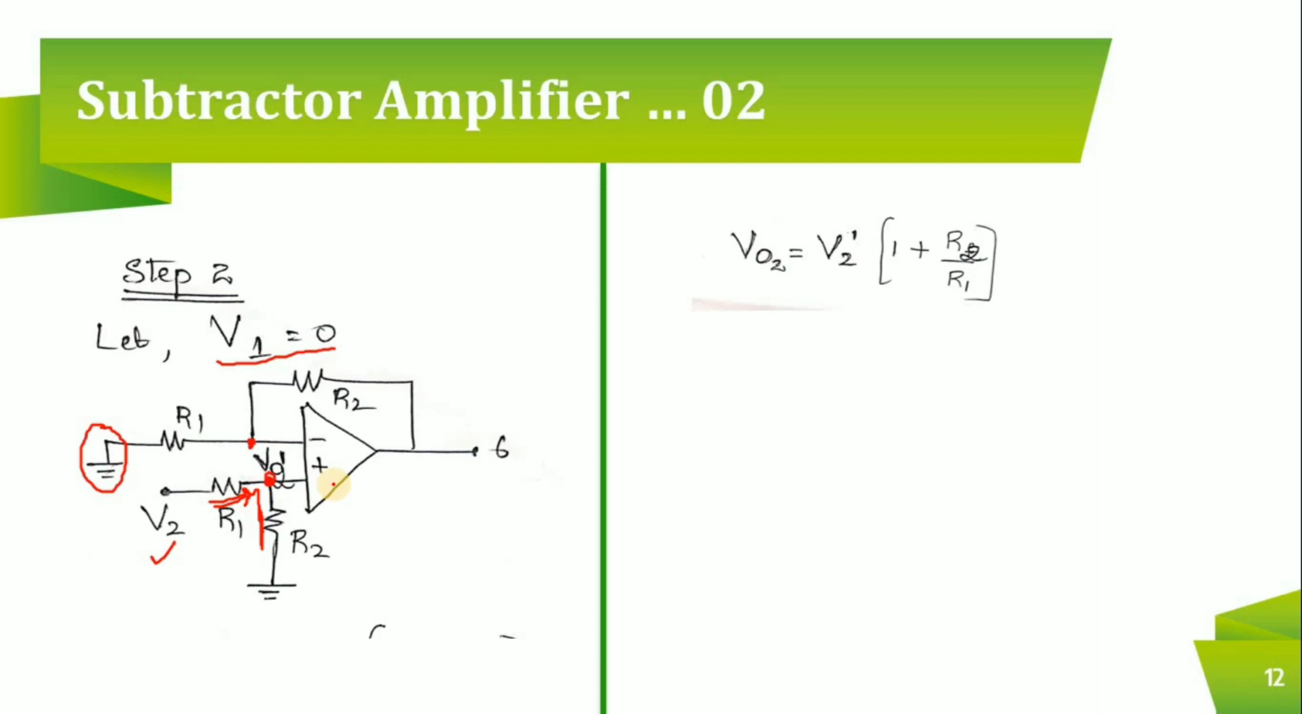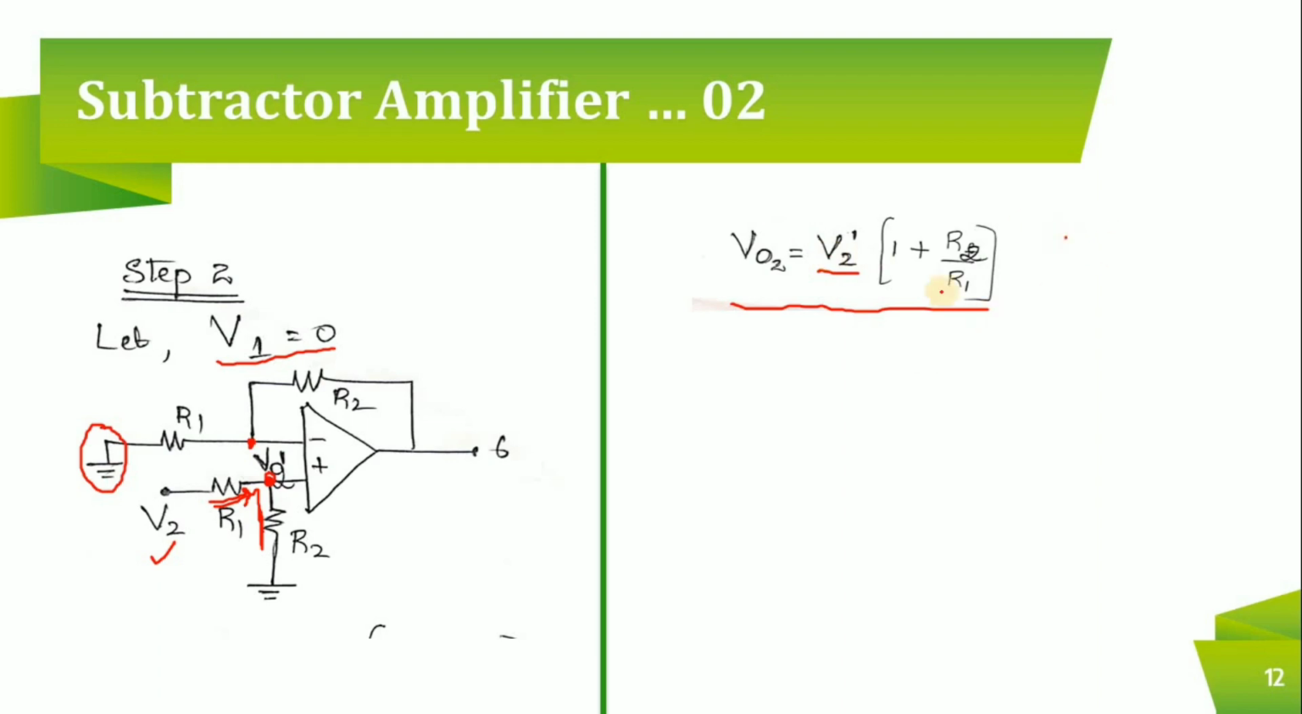If you look at the derivation or gain expression of the non-inverting amplifier, we have derived it as V naught is equal to V input. Here the input is V2 dash, into 1 plus RF, where RF is R2, divided by R1. Okay, this is the expression. Now I have replaced everything here.